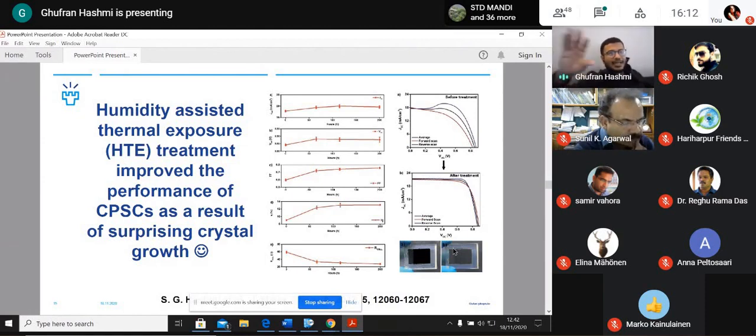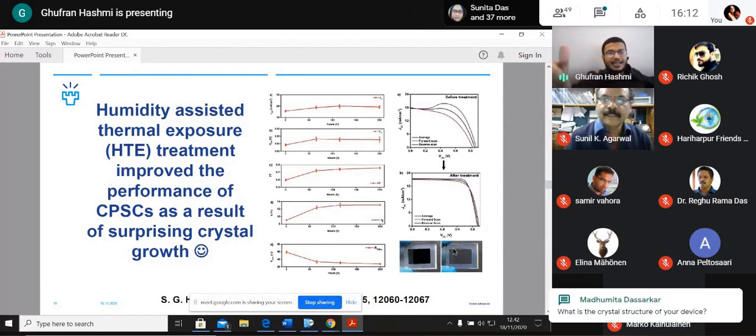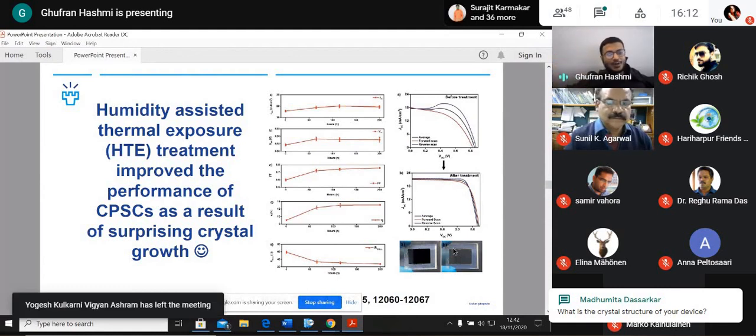So I created an environment where we maintained the humidity at 65% plus or minus 5%, combined with a thermal stress of around 40 degrees. I was expecting the devices to go drastically down. But what happened? Surprisingly and shockingly, as you can see in this figure D, the conversion efficiencies were drastically improved as a result of the drastic decrease in the overall cell resistance.